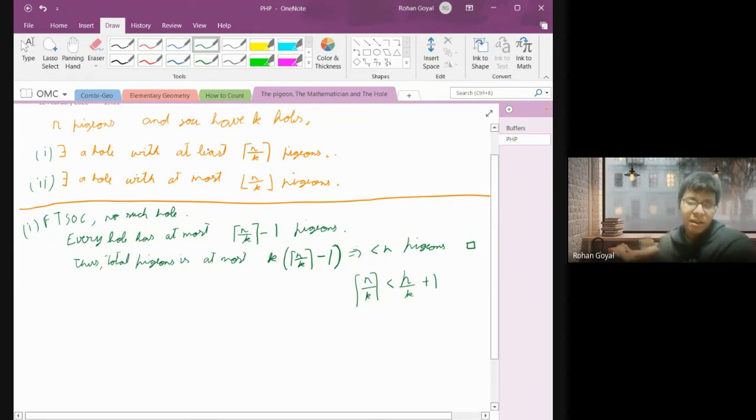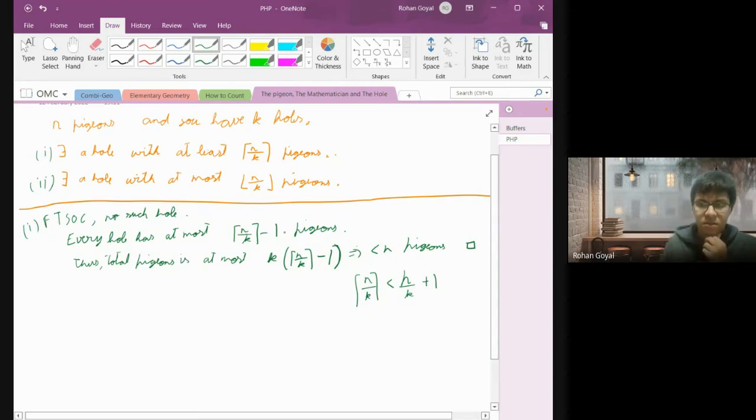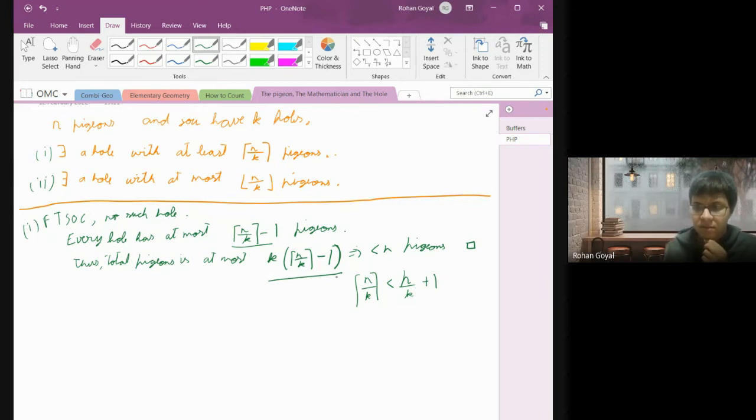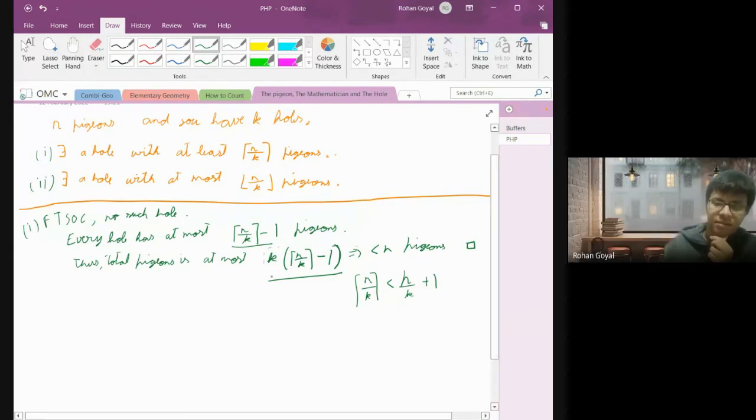If you can't have at least a, you have to have at most a minus 1. So if all holes have at most a minus 1, there are at most k times ceiling of n by k minus 1 pigeons. But that value is less than n, and we initially had n pigeons, which is a contradiction.